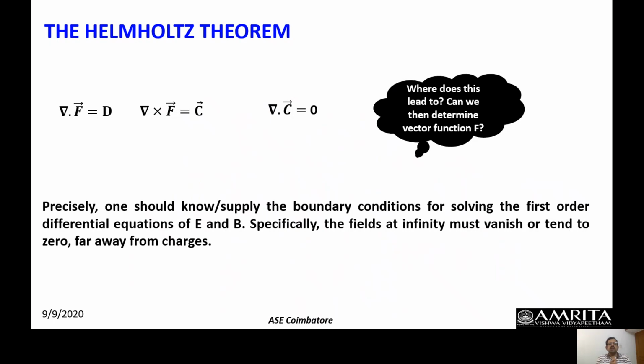For example, in the case of electrostatic, electric and magnetic fields, the boundary condition is that we take the field at a location, say infinity, to be tending to 0. So if the fields tend to 0, then we can solve these first order differential equations for the divergence and curl of the fields. That is the main thing.